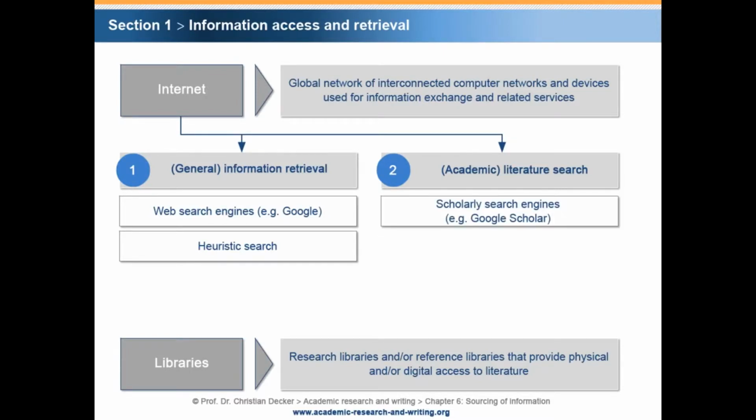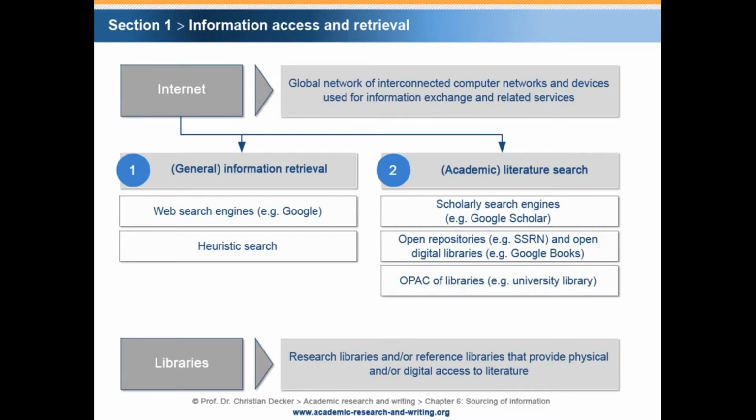Scholarly search engines, for example Google Scholar, allow searching for academic articles and, in some cases, redirect the user to free or paid services in order to access these articles. Open repositories, for example the Social Sciences Research Network, as well as open digital libraries, for example Google Books, provide the free search, access, and retrieval of literature. An Open Access Public Catalog, or OPAC, is a web-based library catalog, for example of a university library, that allows searching for literature. Some information might be retrievable in an electronic format. Other literature can exclusively be accessed in physical form in the library.